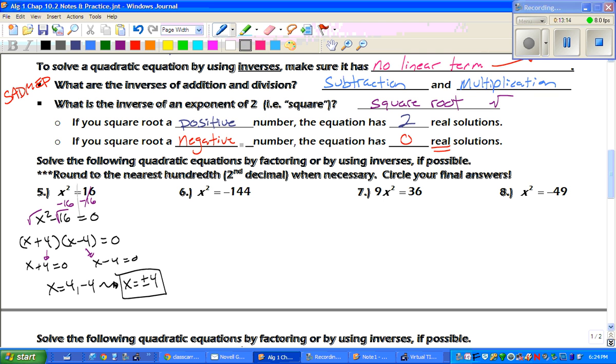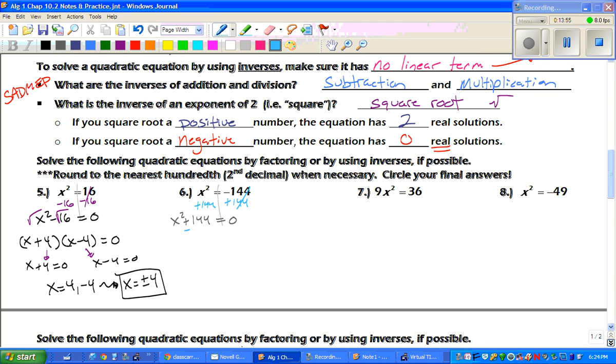Okay, so number 6. We want to get one side equal to 0, so I'm going to add the 144 to the other side, and we get x squared plus 144 equals 0. So, can I take out a GCF? No, I can't. Can I do the difference of two squares? No, I can't. All right, well, let's solve it then by using inverse operations.